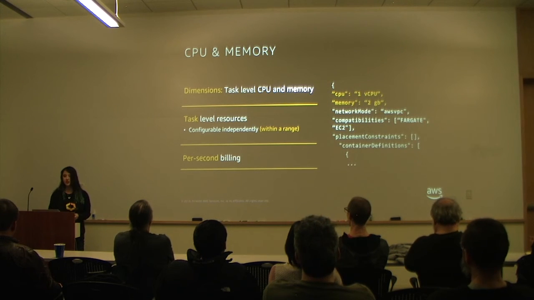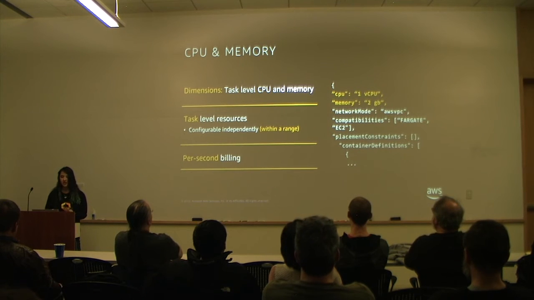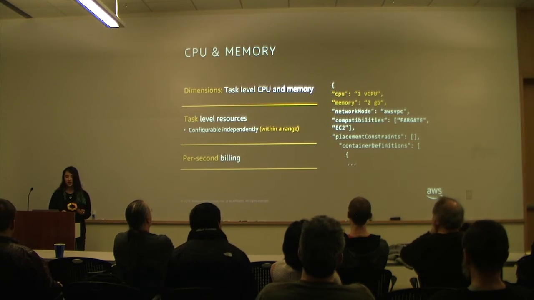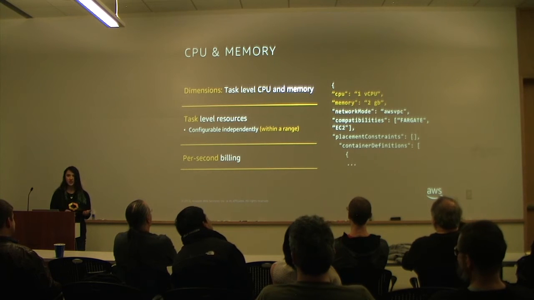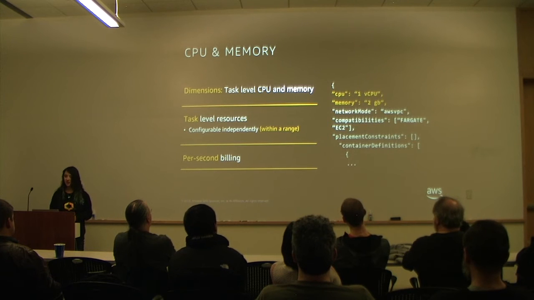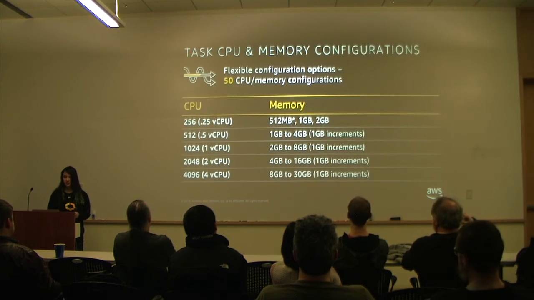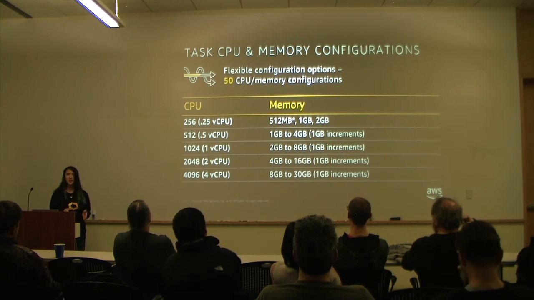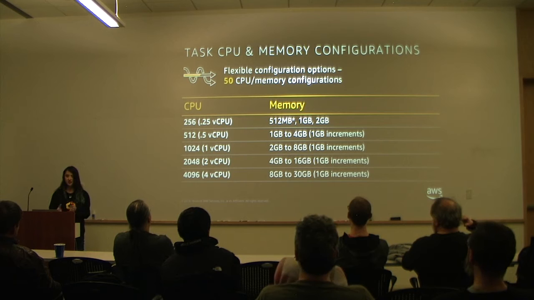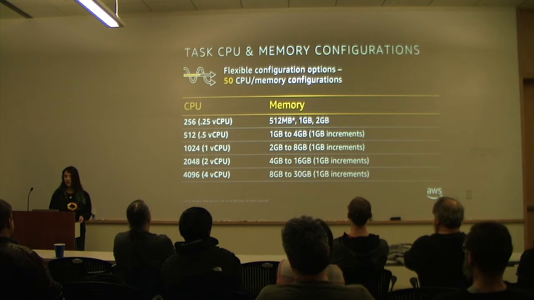So we have task level resources, and the little snippet on the right is from a task definition as well, and it's using 1 vCPU and 2 gigabytes. You can also have container level resources if you want, which you can also do in EC2 mode. And then billing is on a per second level. We have several different configurations for you out there. Just like with instances, there are a bunch of different sizes that you can have. So we have the different CPUs and memory, and if you want to see how much it costs, you can just look on our website.